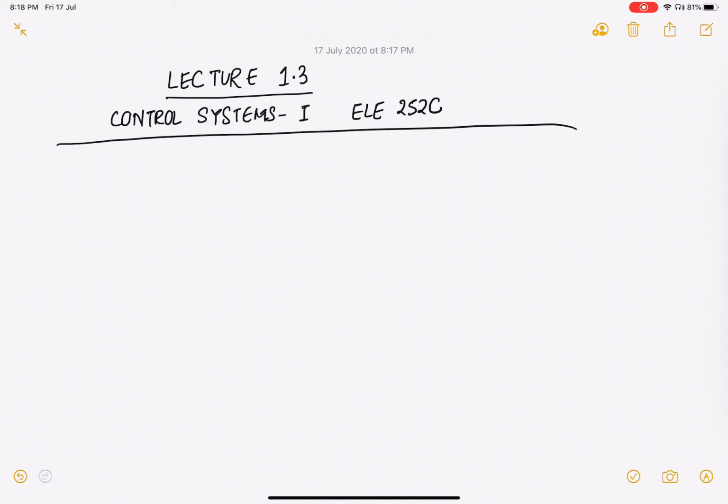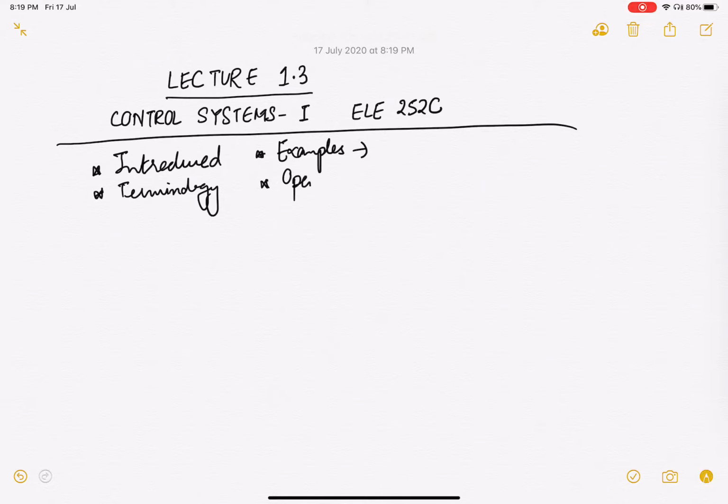We have been, in the last two lectures, briefly introduced to control systems. We have seen some important terminology related to control systems. And we have seen some examples of control systems in everyday life around us, man-made and natural examples, wherein we can see the role of control systems and control theory to some extent. And we have seen differences in open loop and closed loop systems, right?